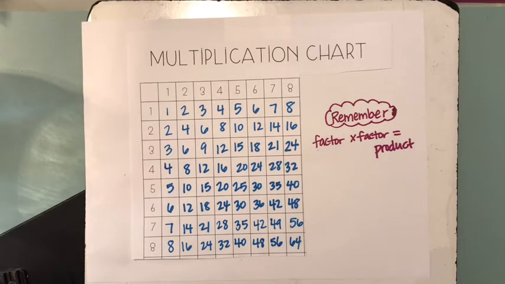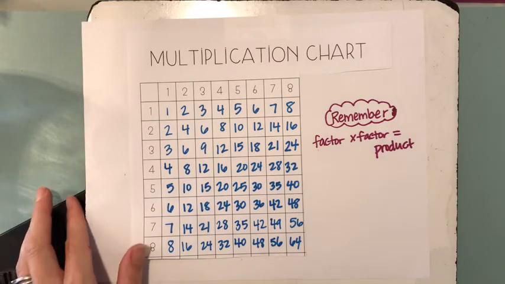So we're going to find some patterns in this multiplication chart. We're going to find what numbers are even and what numbers are odd. But before we do that, we need to go back and think about when we learned about even numbers and odd numbers. It's been a while since we've talked about it.